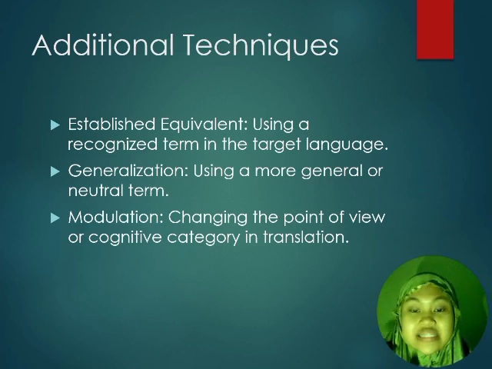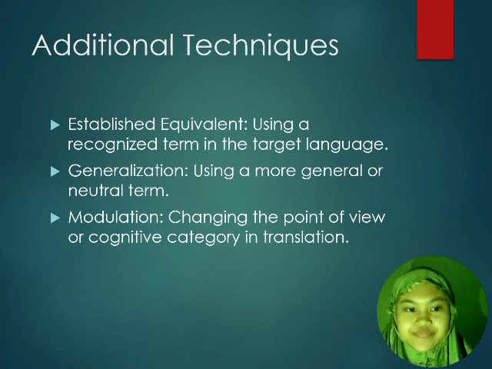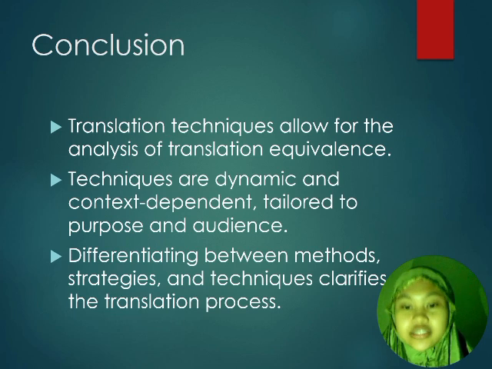Usually the established equivalent is used for legal, academic or religious texts because it uses recognized, formal structured terms, etc. And usually literal translation is used for them. And then generalization is like a functional equivalent, because they use a neutral term to avoid bias.